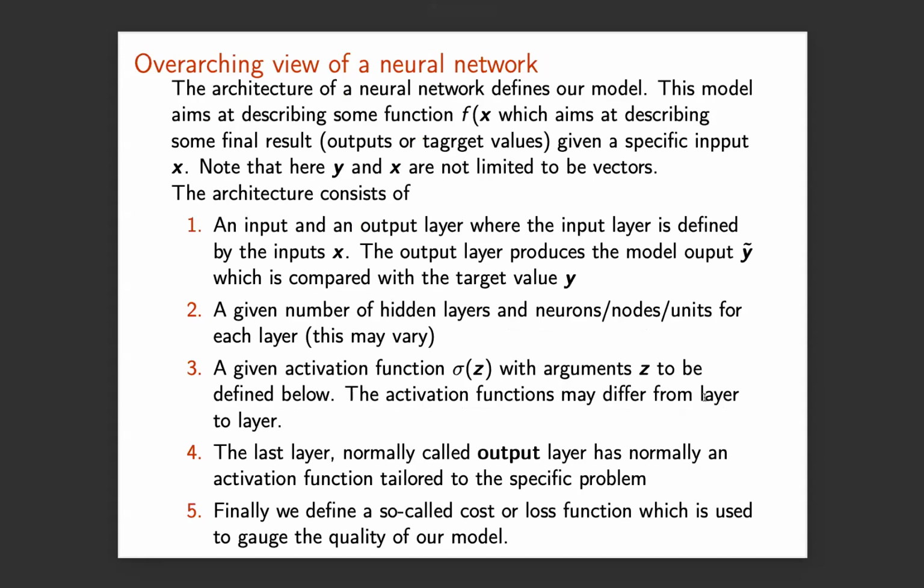The basic overview, because this enters also many of the other methods. The basic overview is that you have an architecture which consists of an input and an output layer, where the input layer is defined by the inputs, and then the output layer is given by the model result, and that is compared with a given target value. And you have a given number of hidden layers.